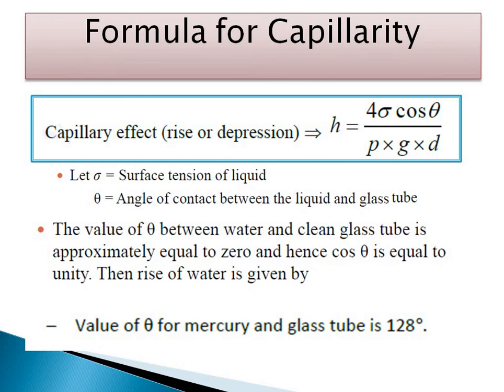So capillary rise or depression can be given with the common formula h is equal to 4 sigma cos theta divided by rho g d, where sigma is surface tension, and theta is the angle of contact between the liquid and glass tube. The value of theta between water and clean glass tube is approximately equal to 0, and hence cos theta is equal to unity. Then rise of water is given so. The value of theta for mercury and glass tube is 128 degrees.